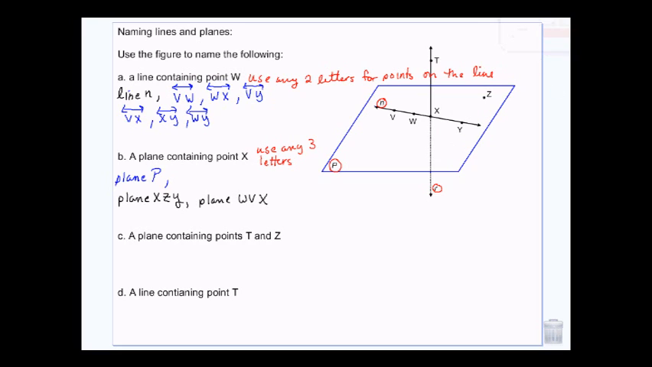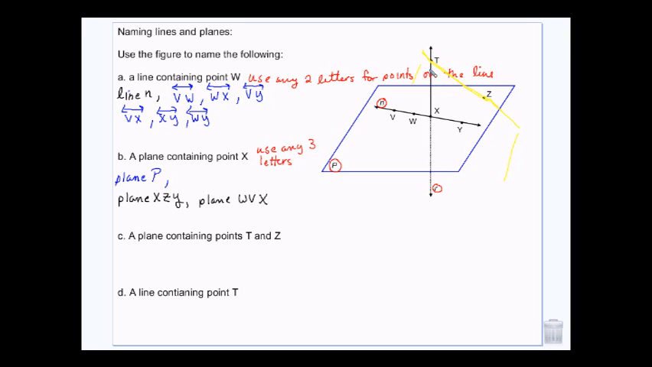All right, now if we look at this, we have a plane containing points T and Z. T's up here, right? You see that? Yeah. And Z's over here. So I would need a plane that kind of, can you see the yellow? Sort of comes around like this and then maybe makes some sort of like this happening thing, right? Does that make sense?